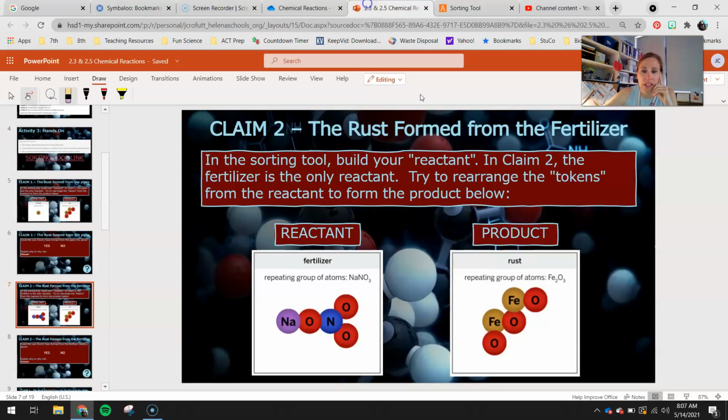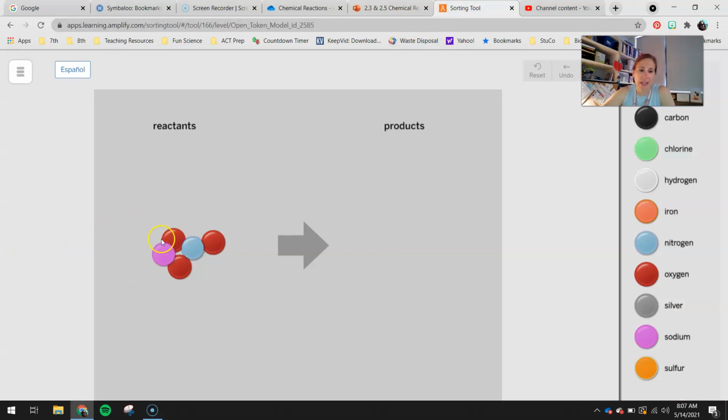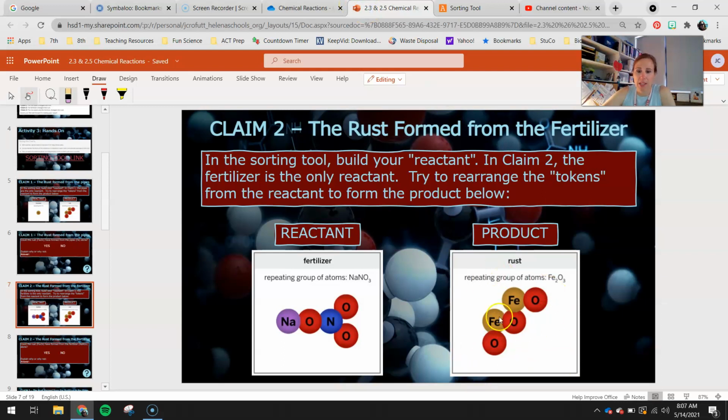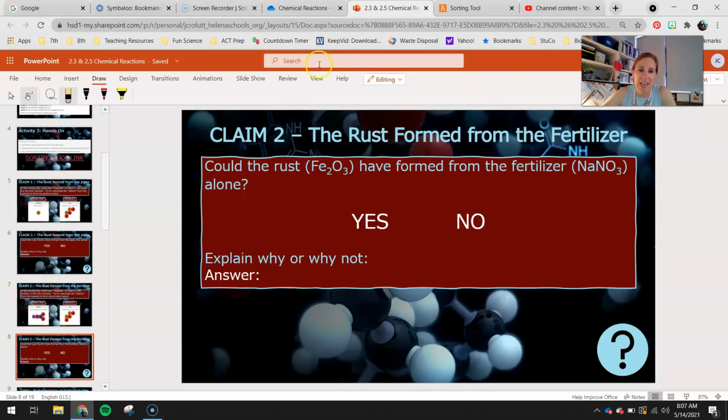Now I need to rearrange only the N, the 3 O's, and the Na to form Fe2O3. I can't talk today. Okay, so can that happen? Can I rearrange these to form this product, Fe2O3? Go ahead, finish that up, look at claim 2 and say, can I make Fe2O3 out of NaNO3? Explain why or why not.